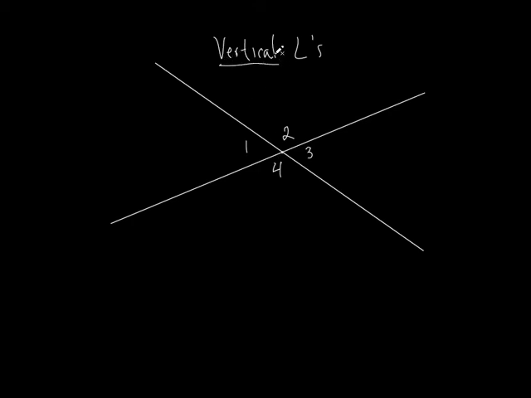Okay. So vertical angles. Let's list the vertical angles. Angle 1, and what's vertical with angle 1? Angle 3. And what are your other pair? Angle 2 and angle 4. Okay, so those are your vertical angles. Now that's very, very important.